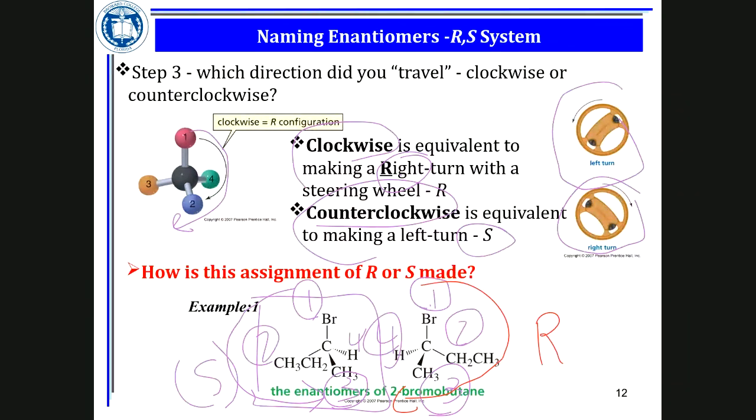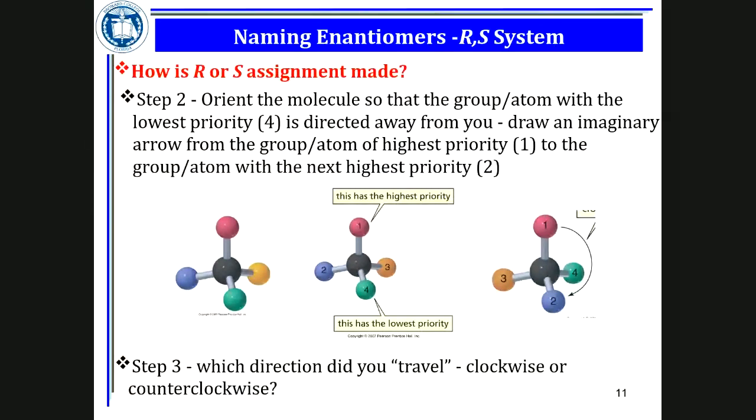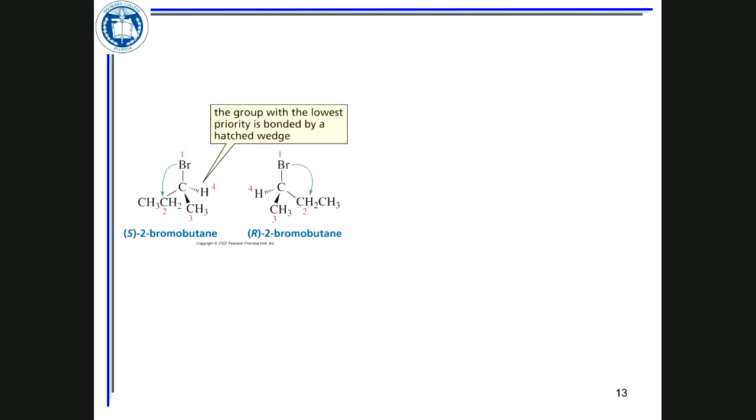Ethyl takes the priority over the methyl. Why does ethyl take the priority? We have to move from carbon. So this is the ethyl group. This is the methyl group. You have a hydrogen and you have a Br.